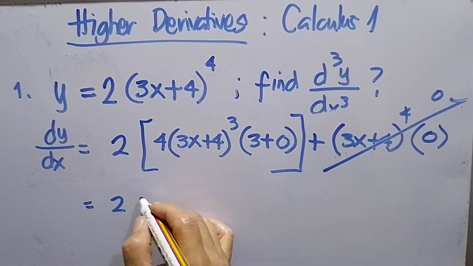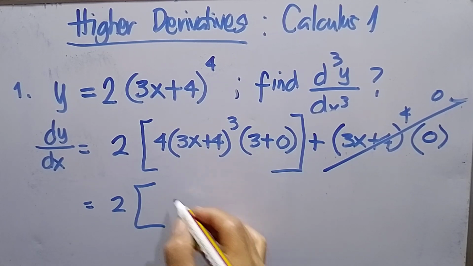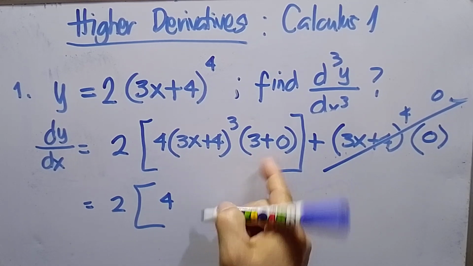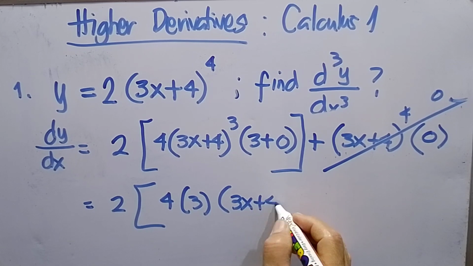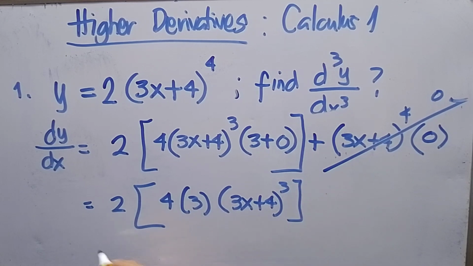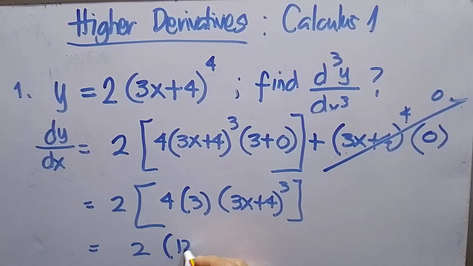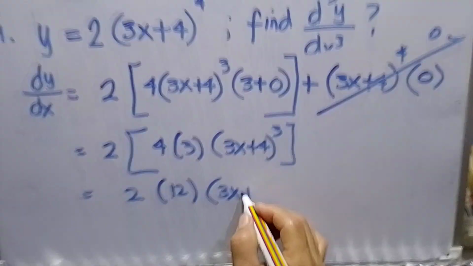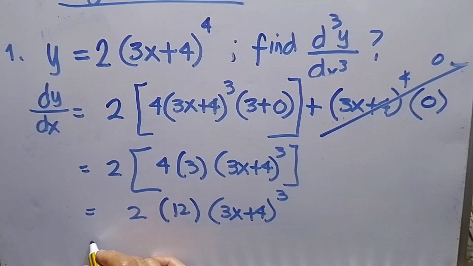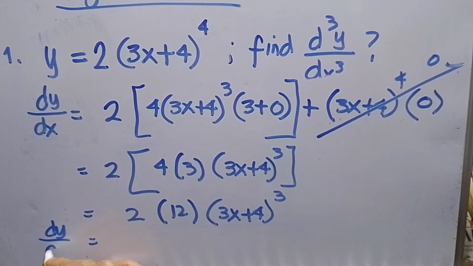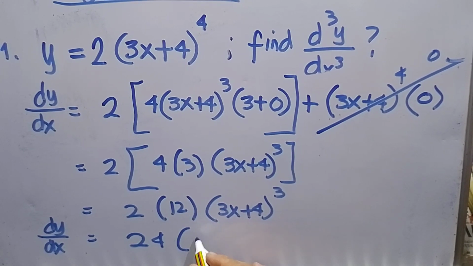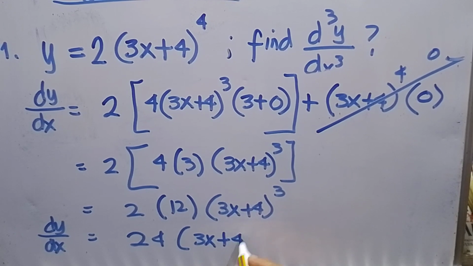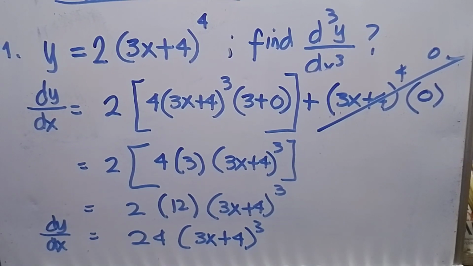So I have here 2, and then simplify inside the square brackets. This will be 4, 3 plus 0 is 3, then (3x + 4) raised to the 3rd power. So this will be 2, then 4 times 3 is 12, then (3x + 4) raised to the 3rd power. So therefore, my first derivative is equal to 24(3x + 4) raised to the 3rd power. So that's my first derivative.